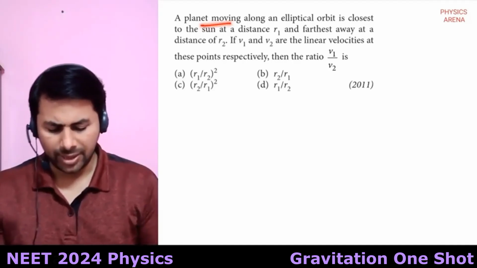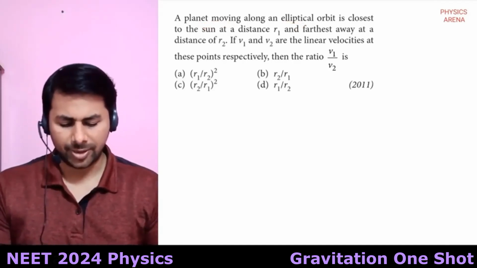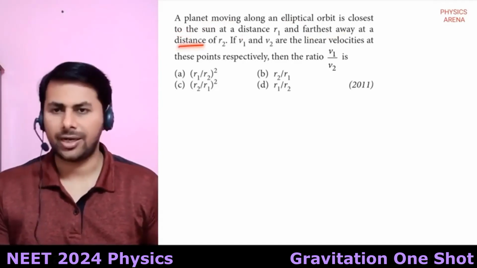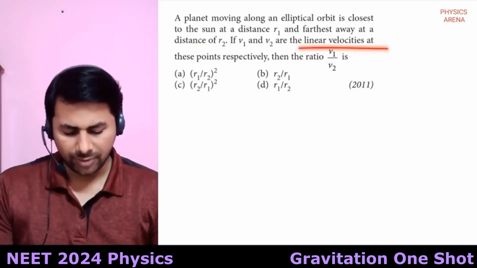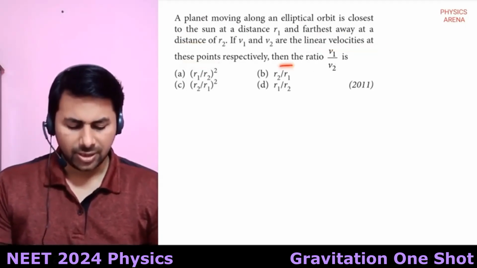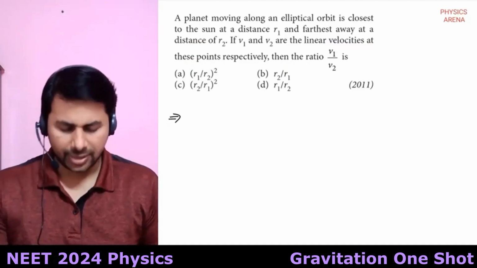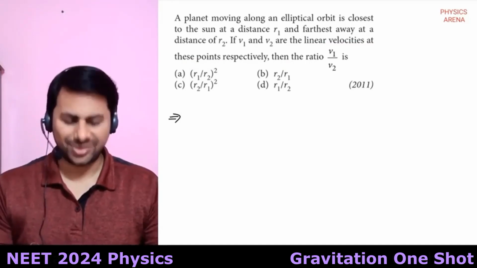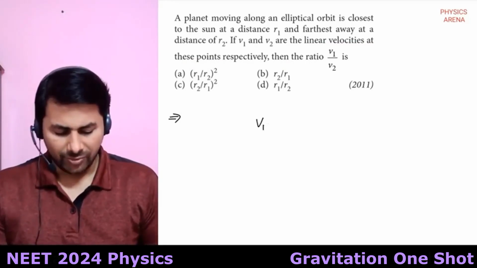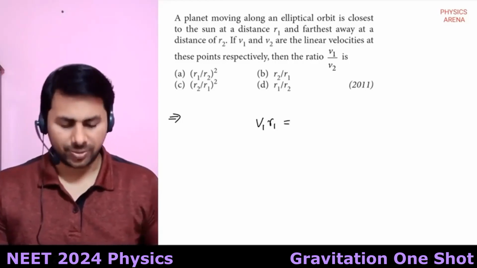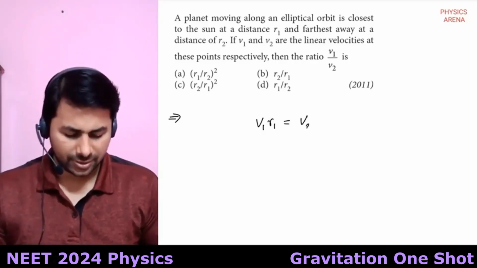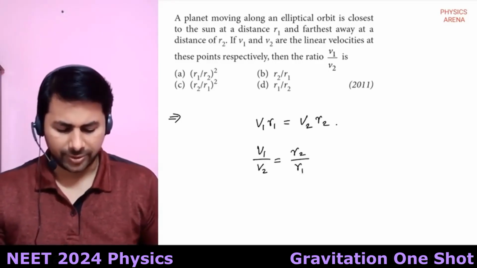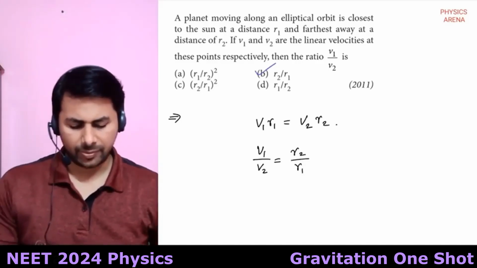Let's see next one. A planet moving along an elliptical orbit is closest to Sun at distance r1 and farthest away at distance r2. If v1 and v2 are linear velocities at these points respectively, then the ratio of v1 to v2 is, tell me. Very good. It will be r2 by r1 because v1 r1 will be equal to v2 r2. Product of v and r is constant. So v1 upon v2 will be equal to r2 upon r1. So it is option B.